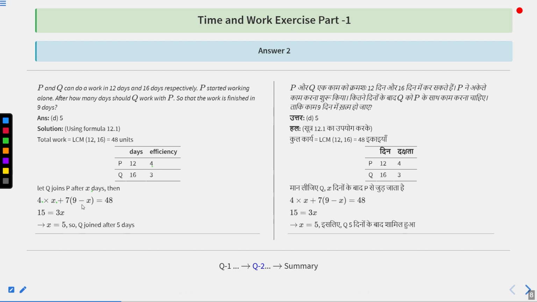And the number of days left is how much? Total was 9 minus the number of days of joining, our X. So 9 minus X, that should be equal to total work, that is 48. So 4x plus 7 times of 9 minus x becomes 3x equal to 15. So from here x is 5. That means Q joined P after how many days? 5 days. Option number D is the right answer.